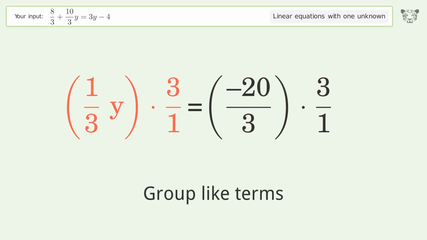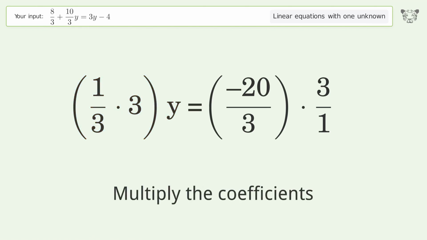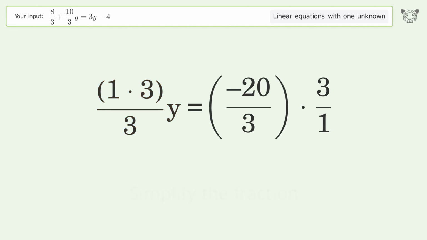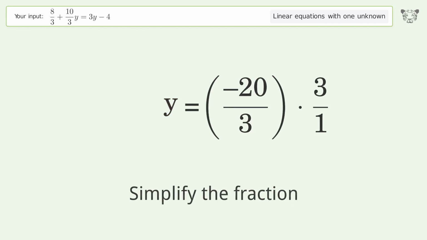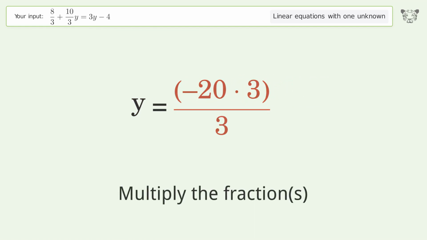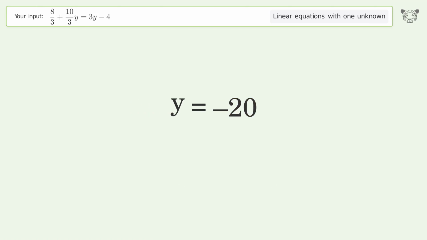Group like terms. Multiply the coefficients. Simplify the fraction. Multiply the fractions. Simplify the arithmetic. And so the final result is y equals -20.